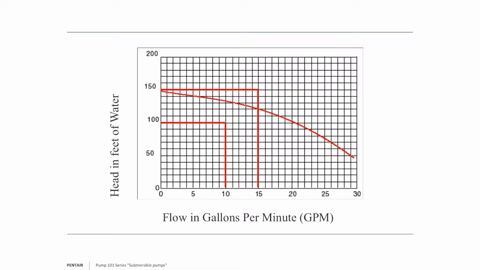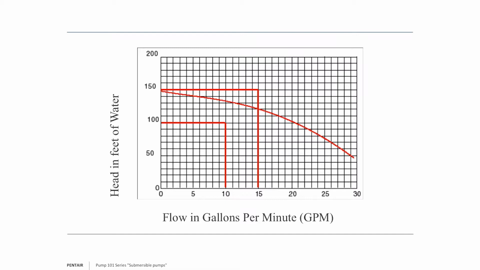Now, let's say we restrict flow or pressure. If we restrict pressure this time, look at 100 feet of head, draw that line continuing to the right, and where it crosses the line, the red curve is actually at about 20.5 gallons per minute.